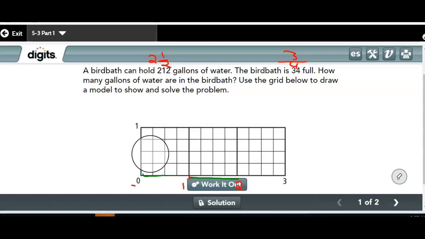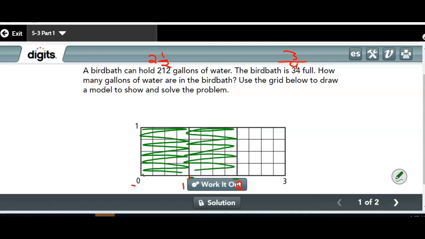Okay. So how are we going to represent 2.5? Yes. True. In 2 of the boxes and then half of another. Good. We're going to shade in this whole box. That's 1 whole. Shade in another full box. That is 2 wholes. So that's 2 gallons of water. Then we need to shade in a half.